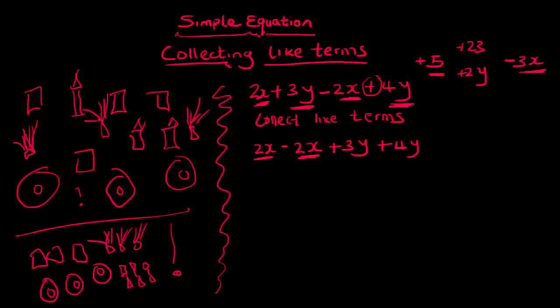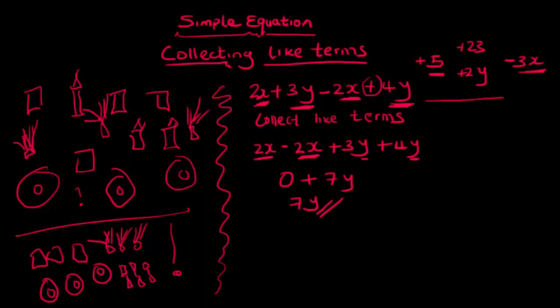2 minus 2 is 0. So I have 2x minus 2x, 0 plus 3y plus 4y. Now remember, they are the same letters, so I'll just say 3 plus 4. That is 7y. 0 plus anything will be that thing, so my answer is 7y. Isn't it simple? Let's look at another example.